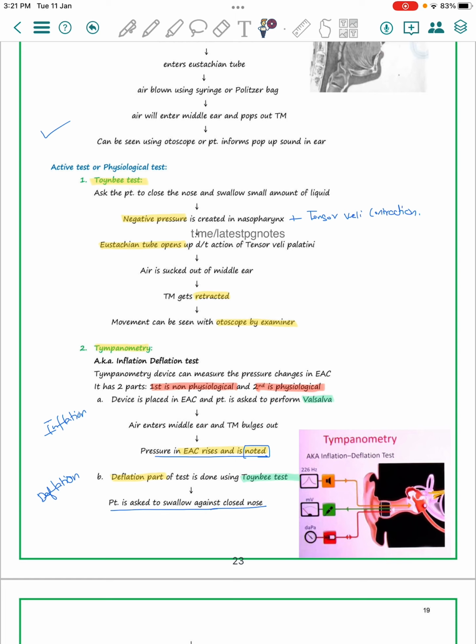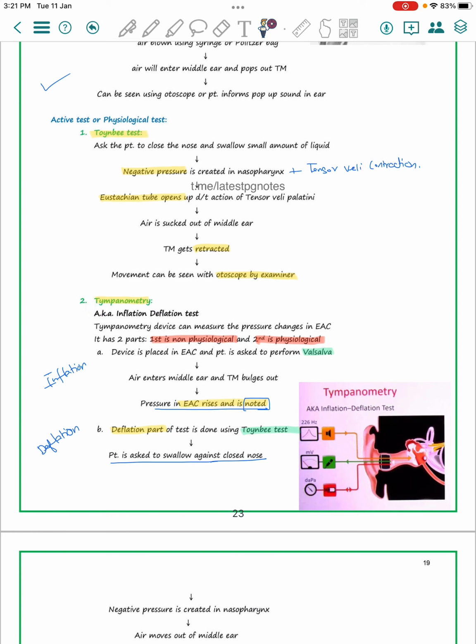Here, in the active test, the physiological test, the tensor veli palatini comes into action. This causes Eustachian tube action. Due to this contraction, air is sucked out of the middle ear, so no air is present in the middle ear. It causes retraction of the tympanic membrane, and the movement can be seen by the examiner with an otoscope.